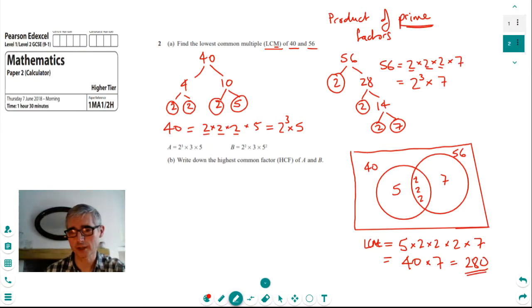So that's it. That is the lowest common multiple of 40 and 56, which means it's the lowest number that both 40 and 56 will go into.